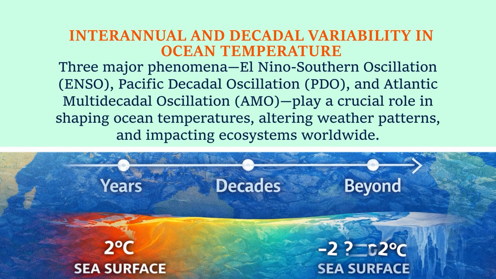Three major phenomena, the El Nino Southern Oscillation, Pacific Decadal Oscillation, and Atlantic Multi-Decadal Oscillation, play a crucial role in shaping the ocean temperatures, altering weather patterns, and impacting ecosystems worldwide.